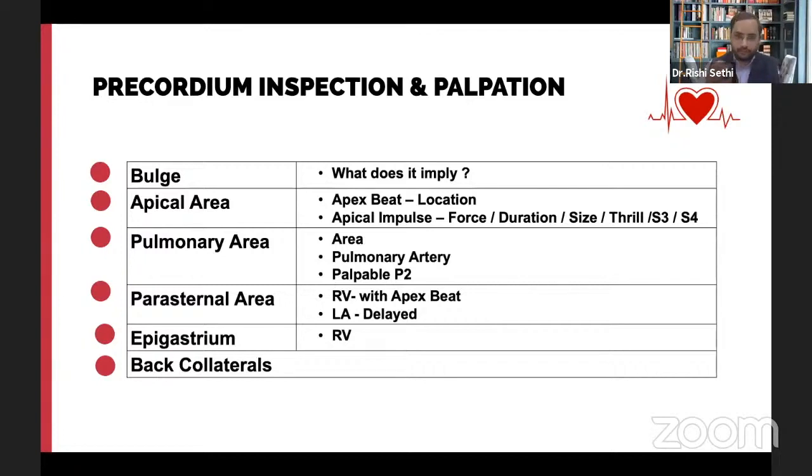Palpable pulmonary artery and palpable P2 are not interchangeable. So use these terms carefully, trying to fix it in your diagnosis and be very clear in what you are trying to say in the pulmonary area, whether you are trying to say it's a palpable P2 or whether you are trying to say that the pulmonary artery is palpable.